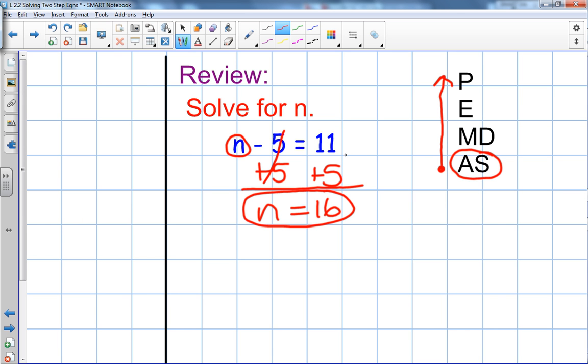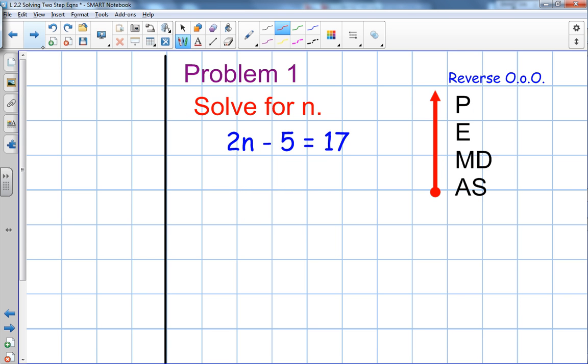Now remember, we were focusing on showing all the steps, writing neatly, and working down the page. Okay, here comes problem 1. Copy this down, and again you can hit the pause button while you're copying and then hit play to start it back up.